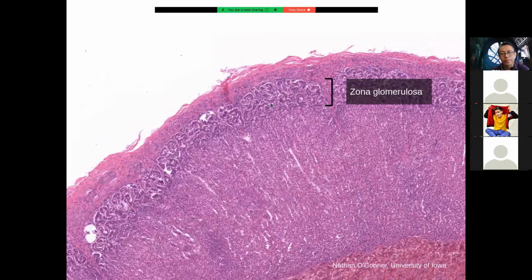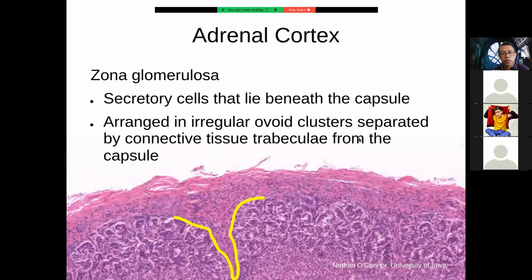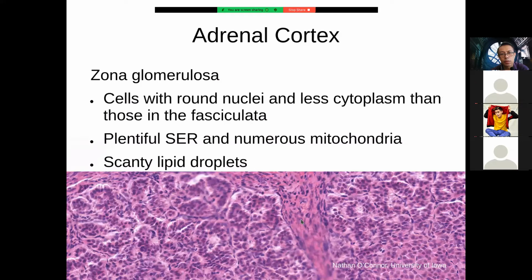The clumping here differentiates it from the straightening out here in the next zone. So by location, they are zona glomerulosa and they look like a kidney glomerulus and form clusters, not irregular looking clusters. In terms of cytology, their nuclei are round and they have less cytoplasm compared to the next zone. That gives it a darker appearance in terms of the stain because there's less cytoplasm.